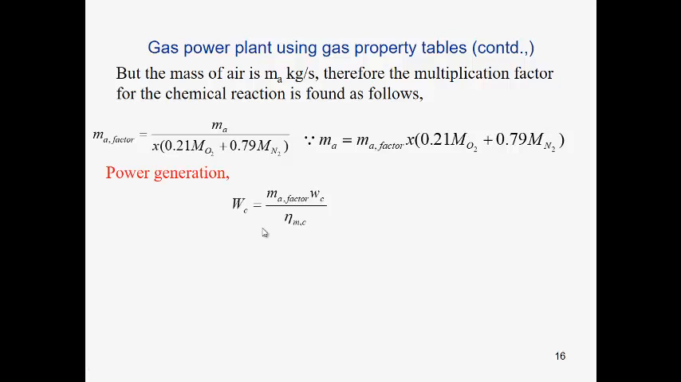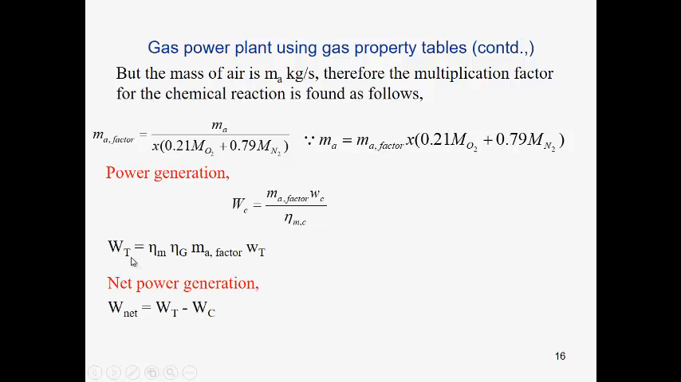The power generation is determined in terms of kilowatts, that's mass flow rate times WC by the mechanical efficiency of the compressor. Similarly, the actual output from the turbine is determined from the mass flow rate, multiplying this mass flow rate to the earlier output from the turbine, and this is the generator efficiency and mechanical efficiency of the turbine.